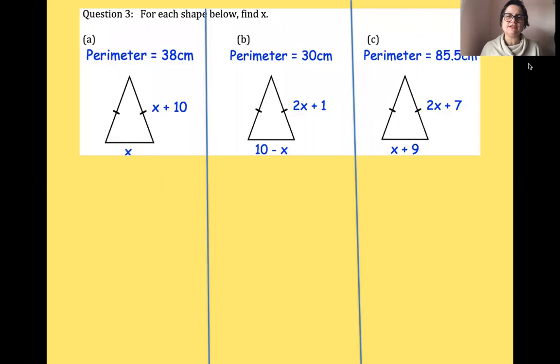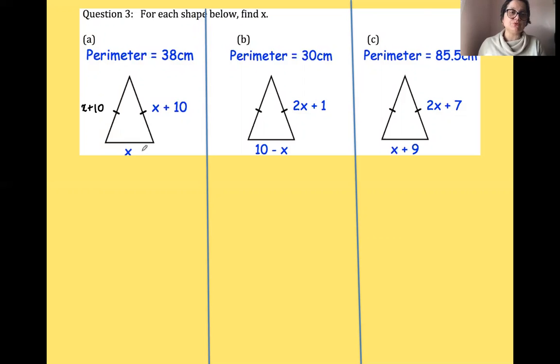There are three different examples here where you have to find x. In the first one, we are given the perimeter is 38 centimeters, and we have a shape. The base is labeled as x, and one of the sides is x plus 10. To find the perimeter, you must know all the side lengths. But in this case, we don't know this one. So you need to always look for clues. And the clue here is these two little lines that say this triangle is an isosceles triangle, which means this side is x plus 10 as well.